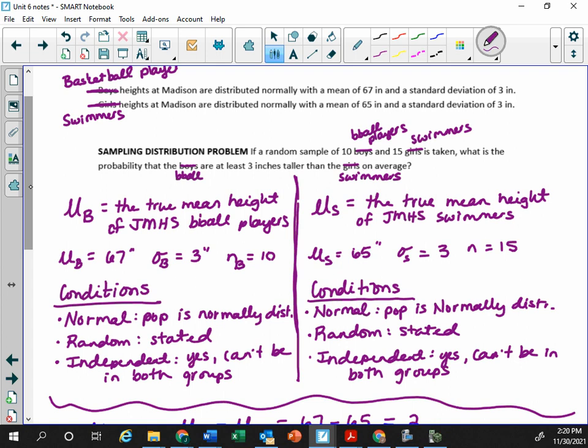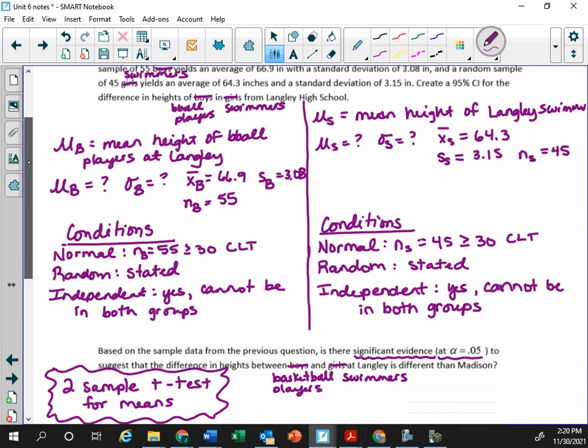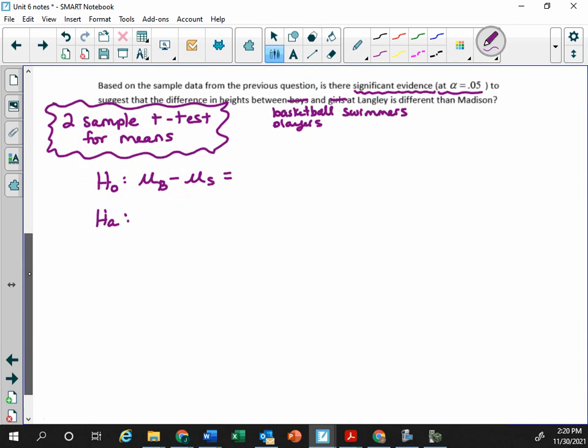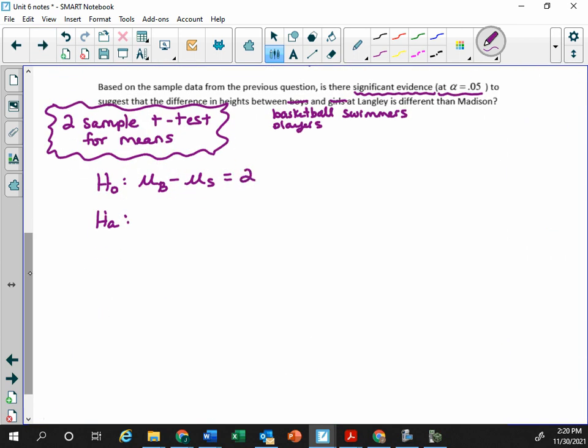What was the difference between mu sub b and mu sub s at Madison? 2 inches. So we want to know, is the difference still 2 now that we're talking about the Langley students here, okay? So we want to know, is the difference 2? That's our null. We're saying the difference in height is 2. What do you think our alternative is going to be? Not 2. So what does that make this? Like, what's unique about this test? Two-tailed, yes.